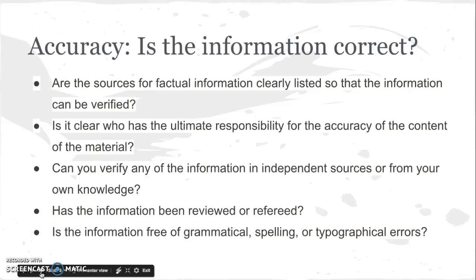Finally, accuracy. Now this is really important. So you have all this information, and sometimes it looks great and you can't wait to use it, but you need to make sure that the information is correct. So are the sources for the factual information clearly listed? So you can verify this. So if this person is citing facts, if they're citing statistics, if they're saying different things about a particular topic, are they citing their sources?